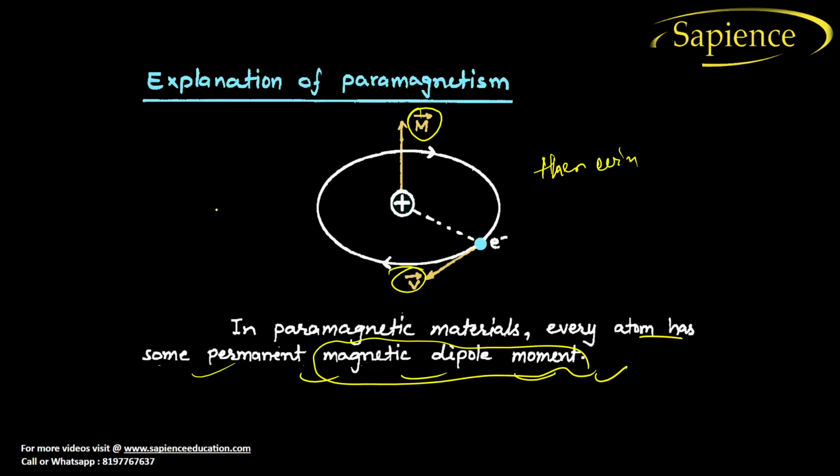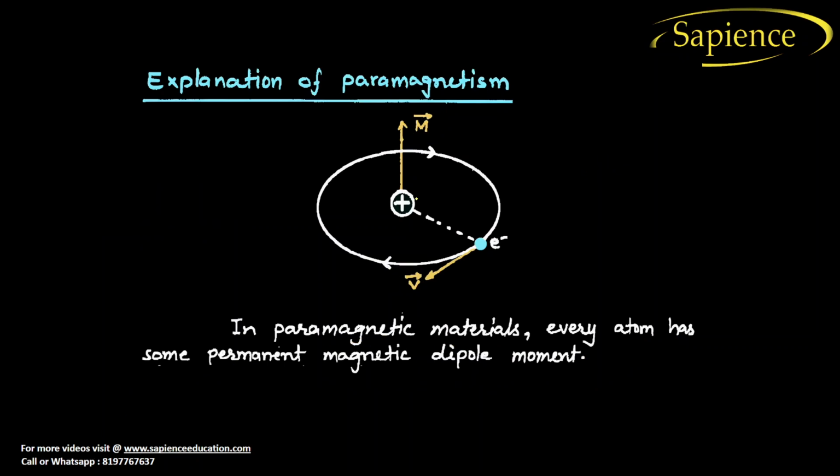Unlike in diamagnetism, what happened? No permanent magnetic moment was there. Why? Because there was an even number of electrons, and due to this, what happens? Net magnetic moment gets cancelled out. But in this case, what you need to understand is that the net magnetic moment will always be a permanent magnetic dipole moment.